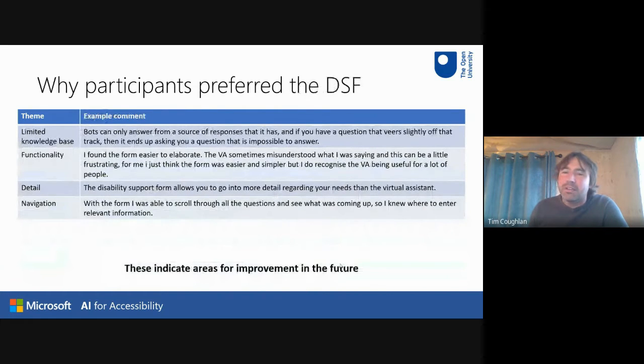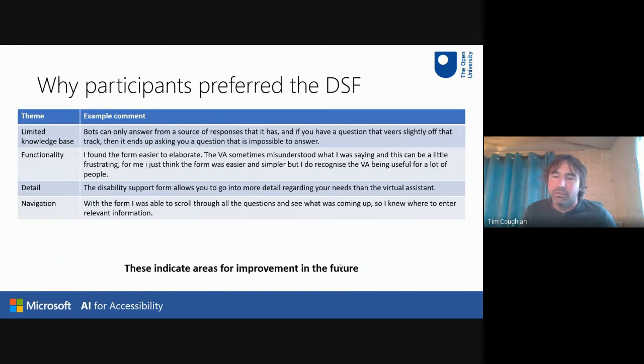Why did they prefer the form? The ones that said that was interesting to us. I think a lot of it is things we can fix. So it was that the knowledge base was limited. People would ask a question or say something and didn't get a coherent response. That was off-putting, as you might expect.